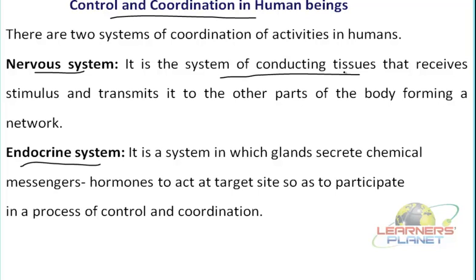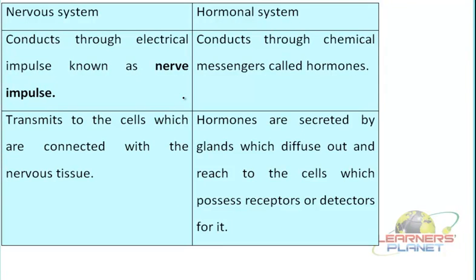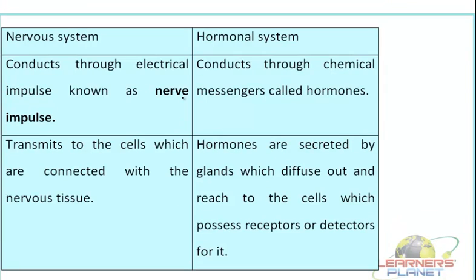The endocrine system functions by secreting a chemical messenger which we call a hormone, and then these hormones are transported to a target site. There they help in the process of control and coordination. So now let us compare these two systems, how they function in a human body.